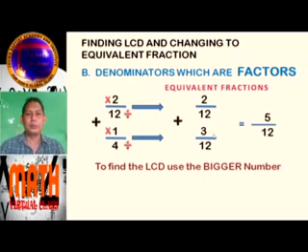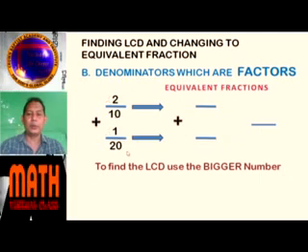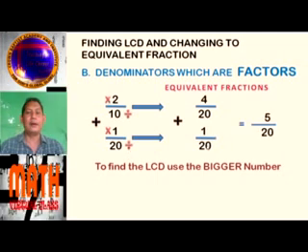Now, another example, 2 over 10 plus 1 over 20. Again, we know from the multiplication table that 2 times 10 is equal to 20. So therefore, 10 here is just a factor of 20. So what will you do? Use the bigger number. So 20 divided by 10 is 2 times 2 equals 4. Next, 20 divided by 20 is 1 times 1 equals 1. Then you add only the numerators, copy the denominator. So the answer becomes 5 over 20.